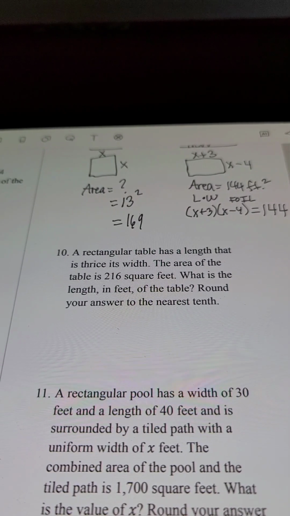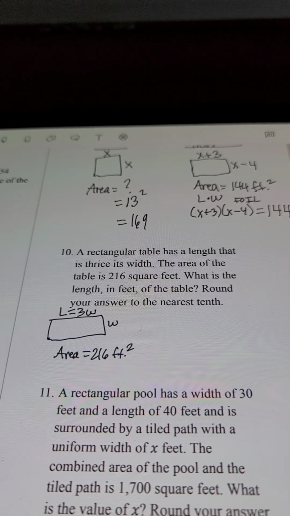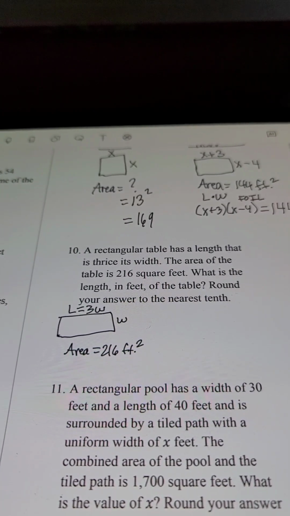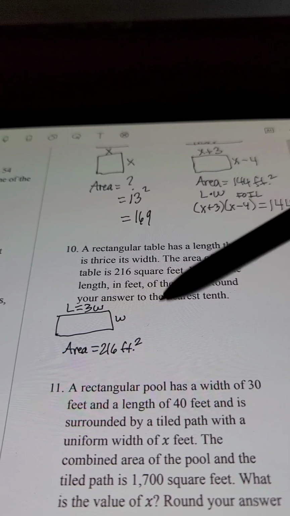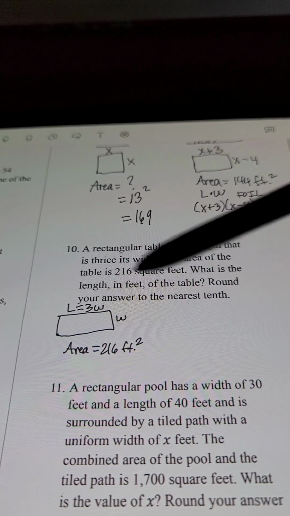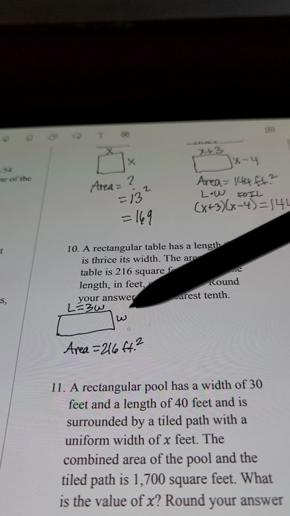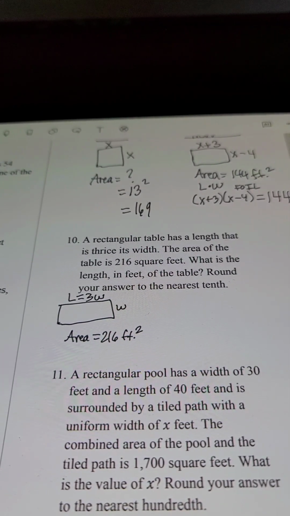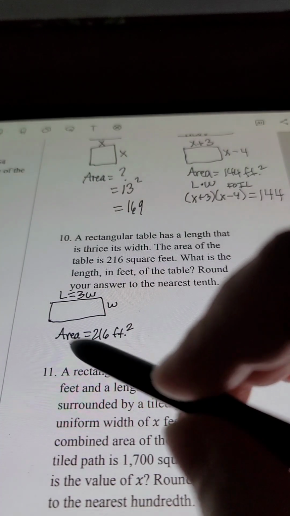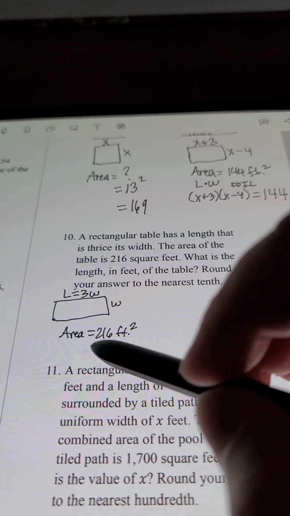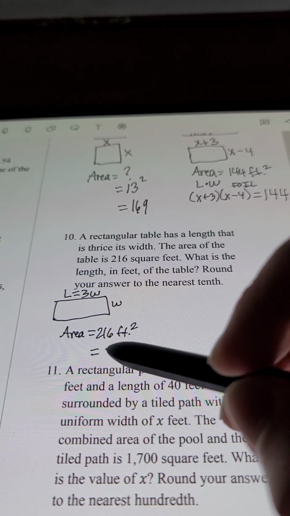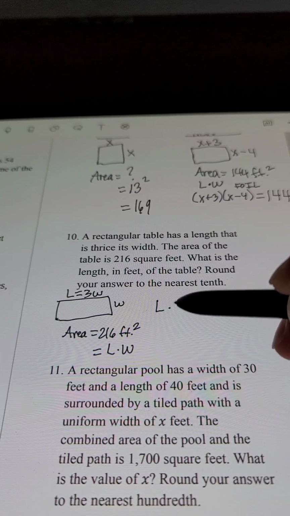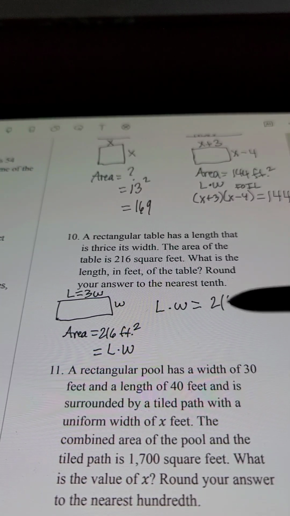Okay, now for number 10, pause, read if you haven't already. Okay, so this is essentially the information we're given in a visual format. So the length is 3 times the width. That's what thrice means, 3 times. And then we just have regular width. I label with W. And the area is going to be 216 square feet. So if we know the area, and we know that area is also equal to length times width, we could say, oh, that means that the length times the width must equal 216.